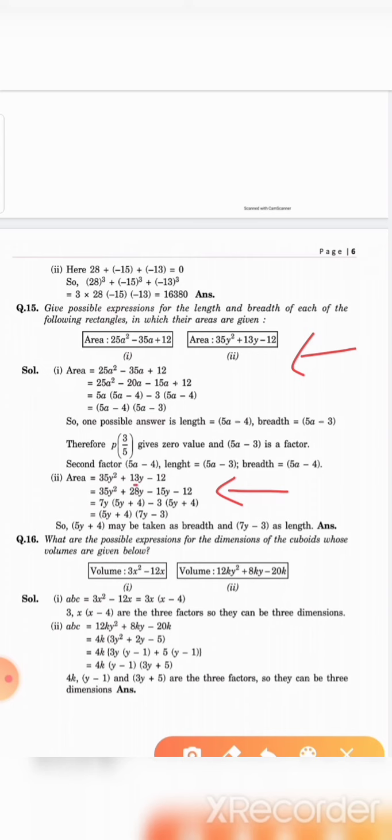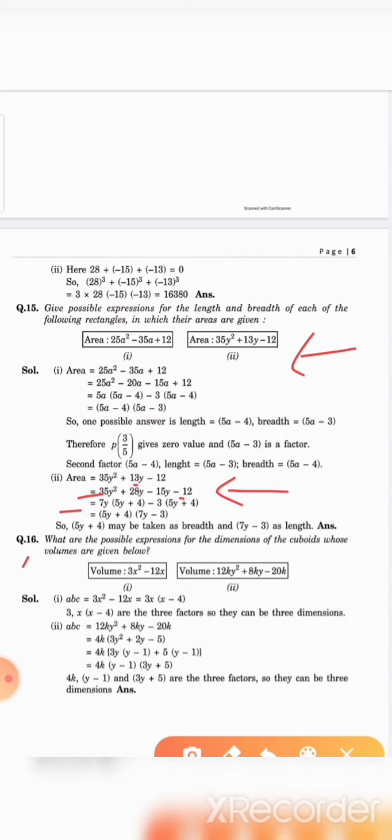So again we make pairs and take out the common factor. We get 7y in front of the bracket 5y plus 4, and next we take out minus 3 and get the rest bracket 5y plus 4. Then in this whole term we take out the common bracket 5y plus 4, and we get the rest term 7y minus 3. So 5y plus 4 may be taken as the breadth and 7y minus 3 as the length.